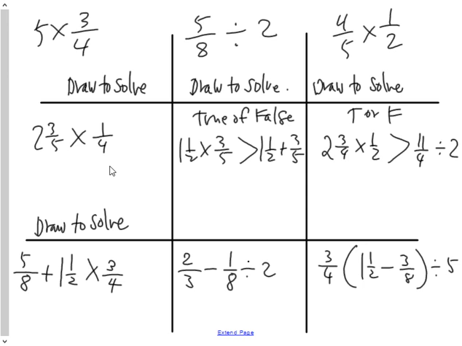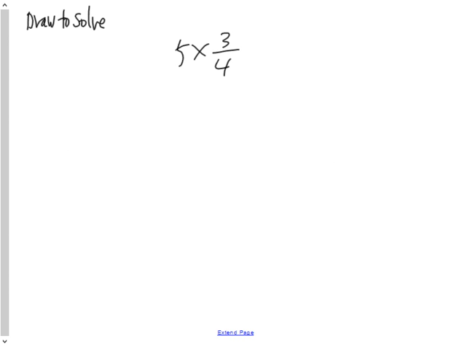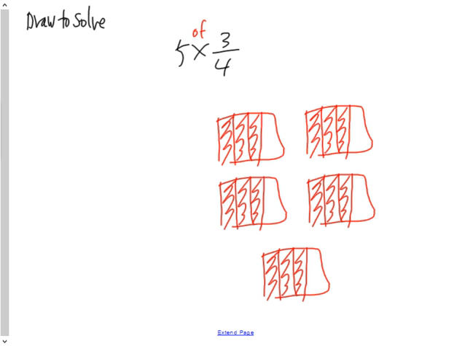So the first question says, draw this to solve it. It says 5 groups of 3/4. So if I think about the multiplication sign as the word of, it really says 5 groups of 3/4. So if I draw 3/4 and then multiply it by 5, I would have something that looks like this. And if I ask myself, how many quarters do I have in total? I have 1, 2, 3 here, 4, 5, 6, 7, 8, 9, 10, 11, 12, 13, 14. I have 15 quarters altogether. So 5 times 3/4 is 15 quarters, which as a mixed fraction would be 3 and 3/4.